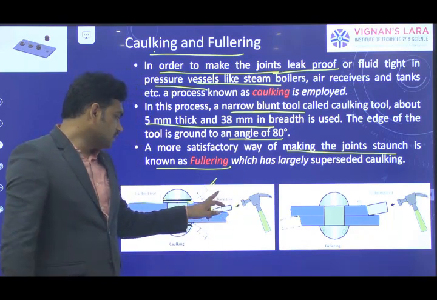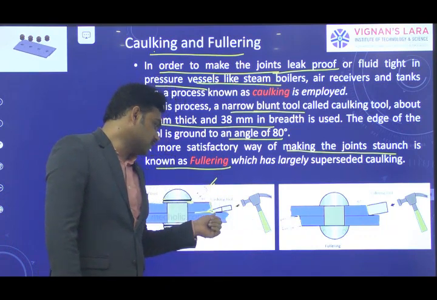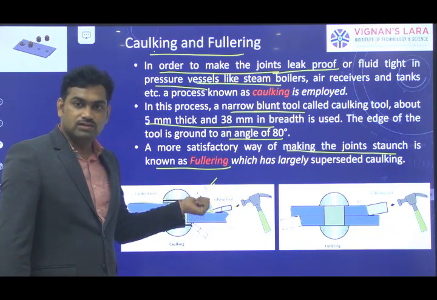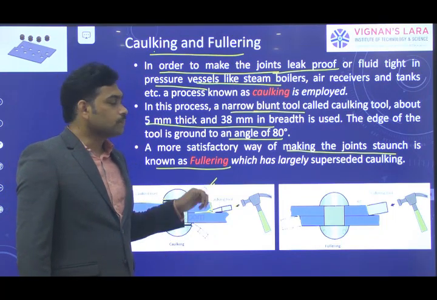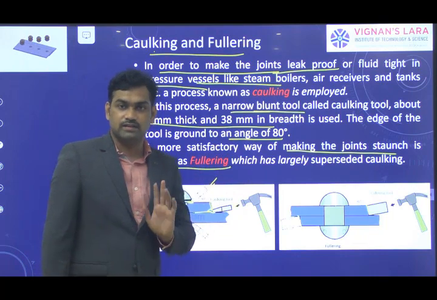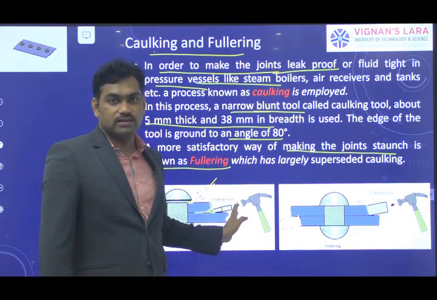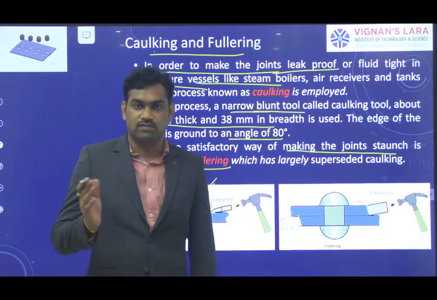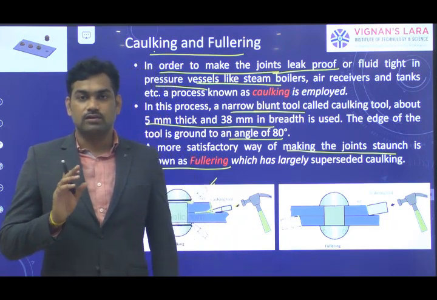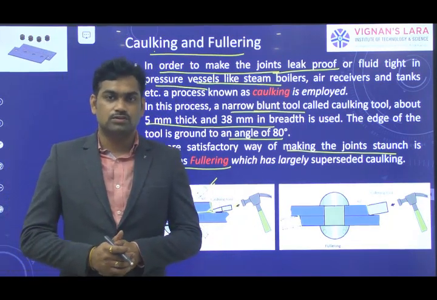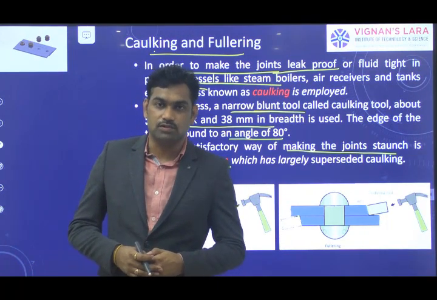You can observe clearly the caulking tool here as well as the fullering tool here, so that the caulking process can take place at the edges of the plates as well as the edges of the rivets around the circumference. But the fullering process only takes place at the edges of the plates, and the thickness can vary for the caulking as well as the fullering tool. In the caulking tool, it is around 5 to 38 mm, but for the fullering tool, it may be equal to the thickness of the plates. So this is the process of caulking and fullering, and the force can be applied by means of hammer blows.